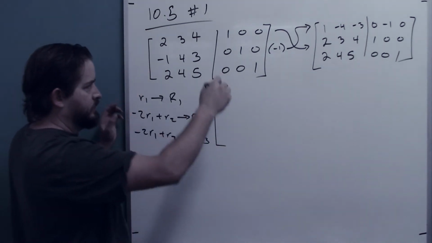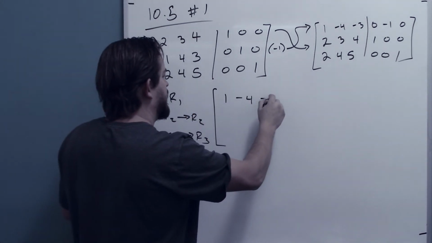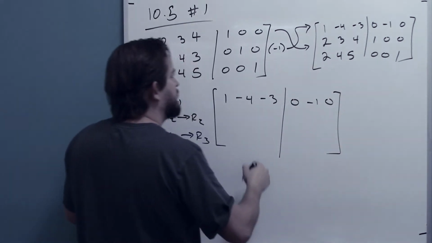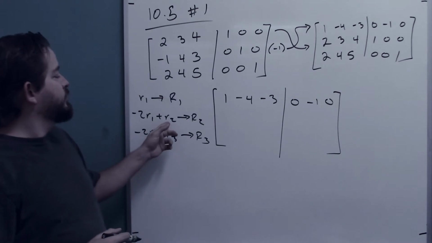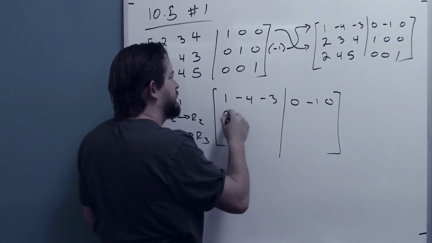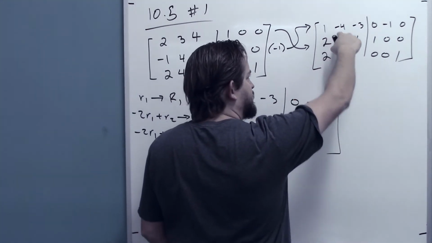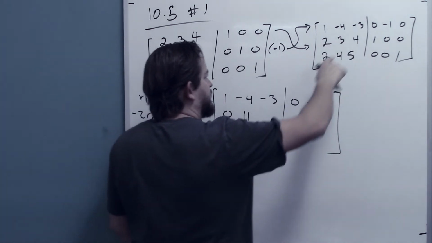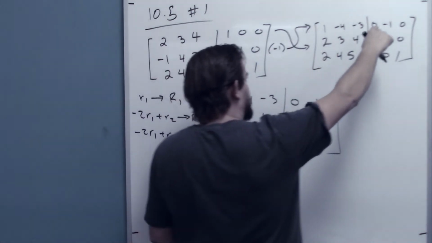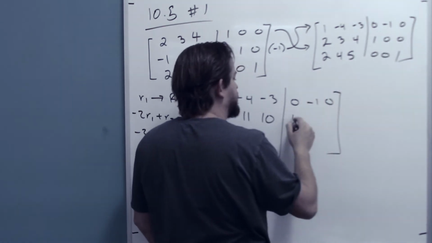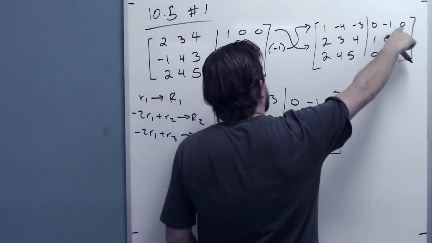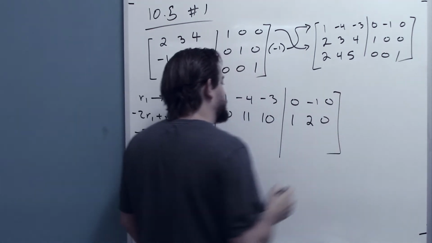That gives me 1, negative 4, negative 3, 0, negative 1, 0. Negative 2 row 1 plus row 2, so negative 2 times 1 is negative 2, plus 2 is 0. Negative 2 times negative 4 is 8, plus 3 more is 11. Negative 2 times negative 3 is 6, plus 4 more is 10. Negative 2 times 0 is 0, plus 1 is 1. Negative 2 times 1 is a positive 2, plus 0 is 2. And negative 2 times 0 is 0, plus 0 is 0.